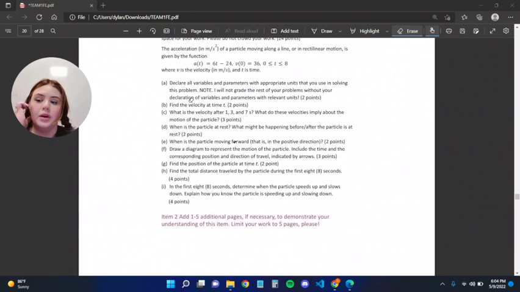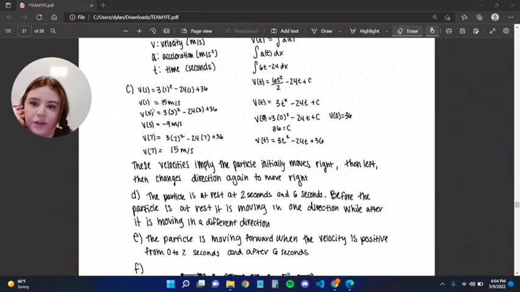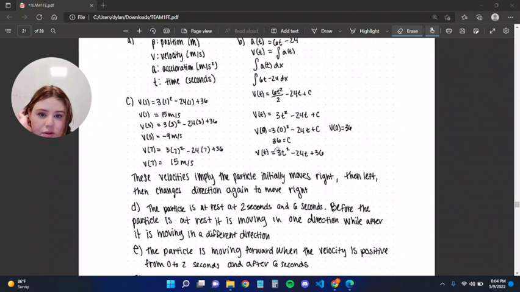I'm explaining part C. It's what is the velocity after 1, 3, and 7 seconds? What do these velocities imply about the motion of the particle? So here you can see that to calculate for 1, 3, and 7, we plug into V of t, which we already calculated. V of t equals 3t squared minus 24t plus 36. We plug in 1 for all of our t's, and we get 15 meters per second. Then we plug in 3 for all of our t's, and we get negative 9 meters per second. Then we plug in 7 for all of our t's, and we get 15 meters per second again.